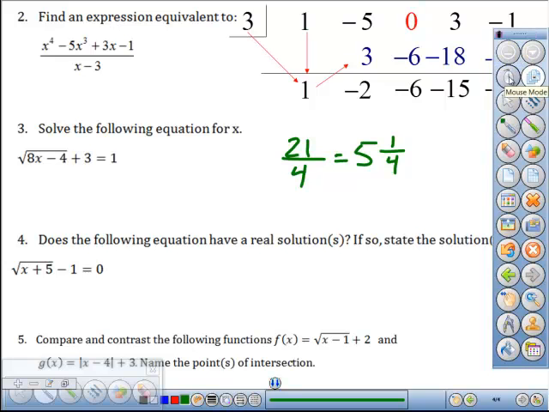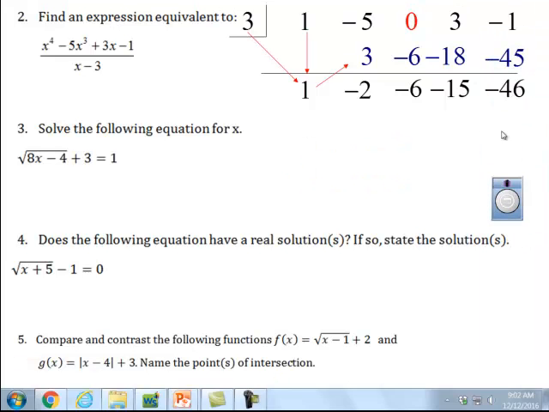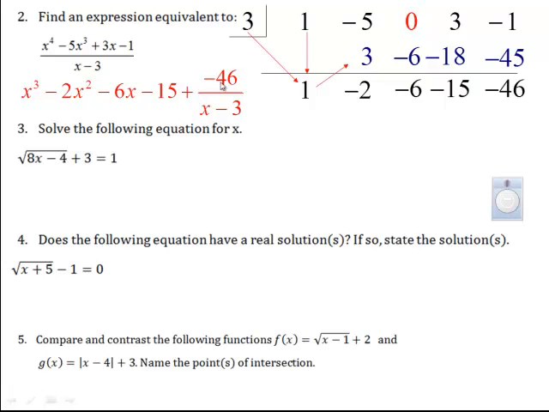So this right here, let me get this out of the way. We have a remainder of -46. So I'm going to write down what the quotient is, and then put negative 46 over what we divided by, which is x minus 3.